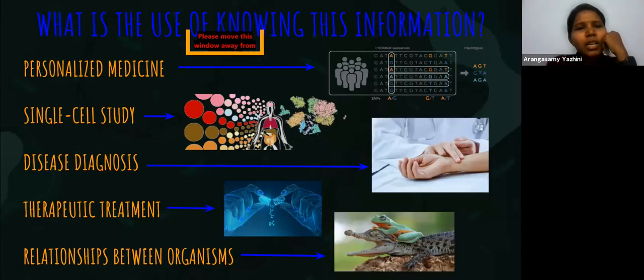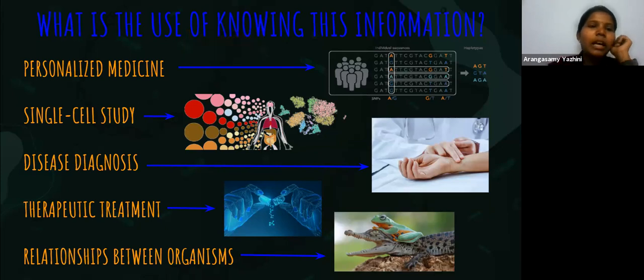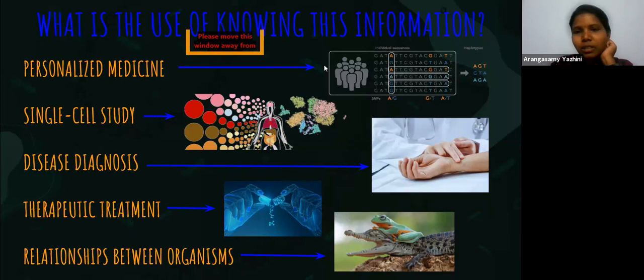Now, what is the use of knowing this information? One, I had already shown through my PhD project, where we could understand the adaptive evolution of each of the animals. But specific to humans, it could have numerous applications, and I'm just listing a few of them. One is personalized medicine. Have you ever noticed that if two people take the same medicine, one may respond and another may not?